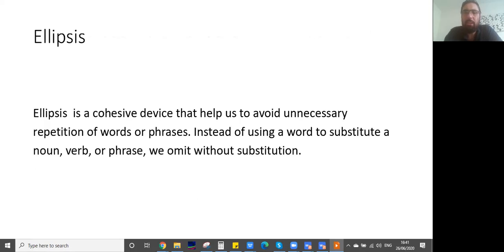Okay, so let's move on to ellipsis. So ellipsis is when we drop a word or we totally drop a phrase. Okay, so we do not use a word to replace it whatsoever. We just drop the word, without any substitution.